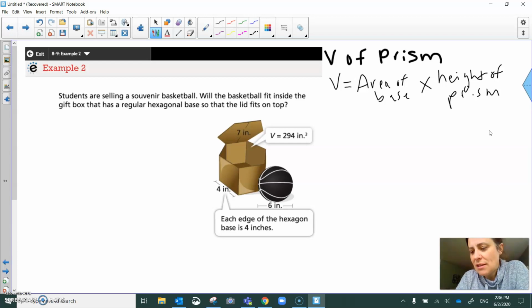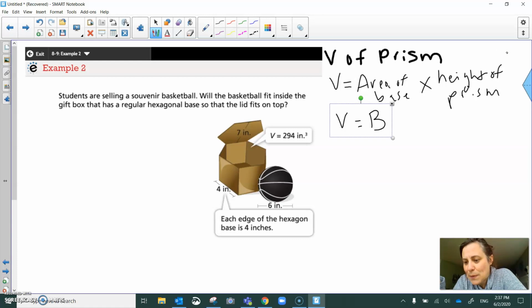So when you see the formula written, whenever somebody's talking about the area of a base, they use a capital letter B. You don't have to, but that's typically what that means. And then the height of the prism, they use a lowercase h. So it's confusing because that looks like it says base times height, but it's not base times height. It's area of the base times the height. So in this case, the base is a hexagon.